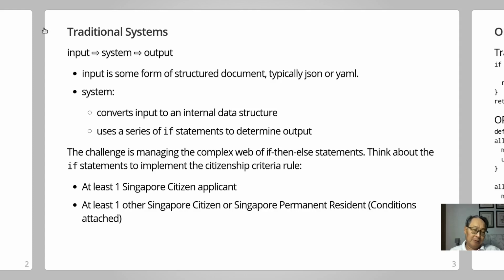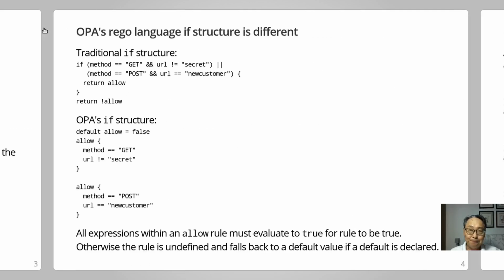Think about which statements you can use to implement at least one Singapore citizen. You have to scan through the data structure, and at least one other Singapore citizen or permanent residents with conditions attached.